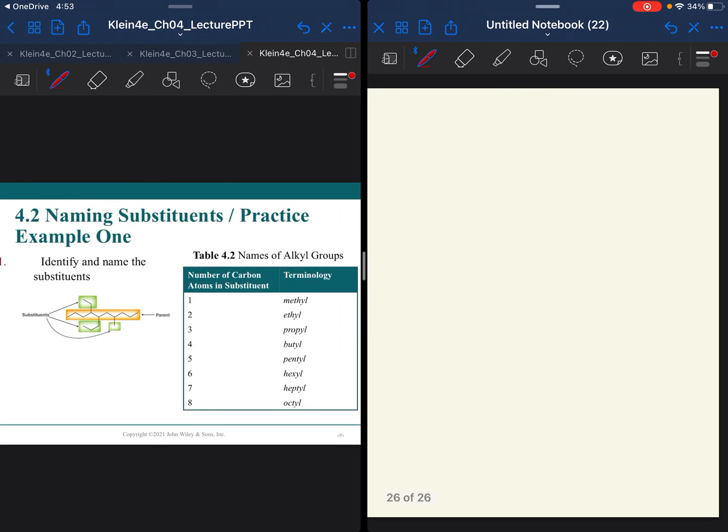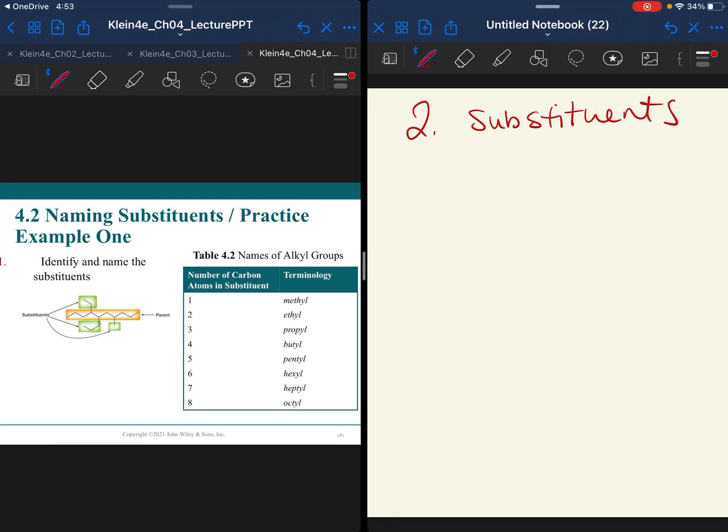After that, we go back and we name the substituents, right? So number 2, substituents. And you're going to name them as alkyl substituents. Notice now, instead of an A-N-E, that is the suffix for the parent name. For the substituents, you get a YL suffix. But all of the prefixes are going to be the same. So 1 carbon is methyl, ethyl for 2, 3 is propyl, butyl for 4, and then you get into your Greek, pentyl, hexyl, heptyl, octyl. 9 would be nonyl, 10 would be decyl.